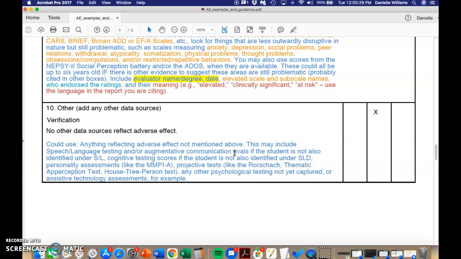Or any other kind of psych testing that hasn't been captured in one of these boxes or on another eligibility form. If we happen to have an assistive technology assessment, an FBA, a functional behavior assessment, might also go here if you have some information to share there. So again, just a catch-all for anything that doesn't fit in 1 through 9, but is relevant and does help to make your case for adverse effect would be important to include.